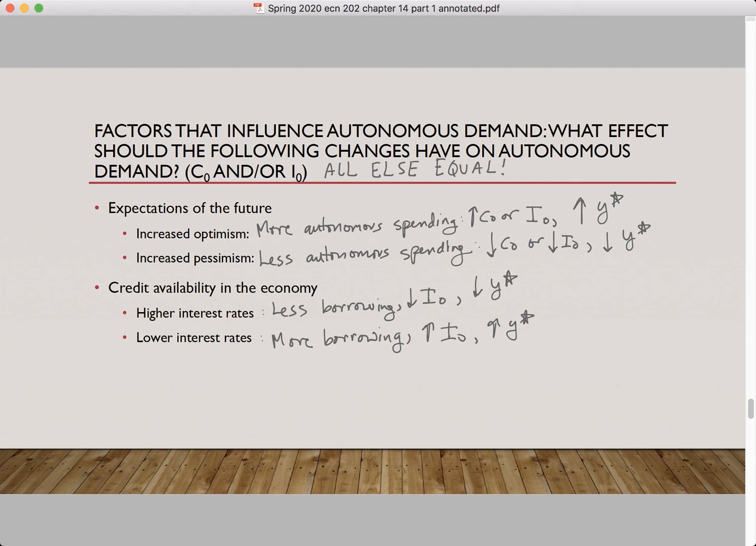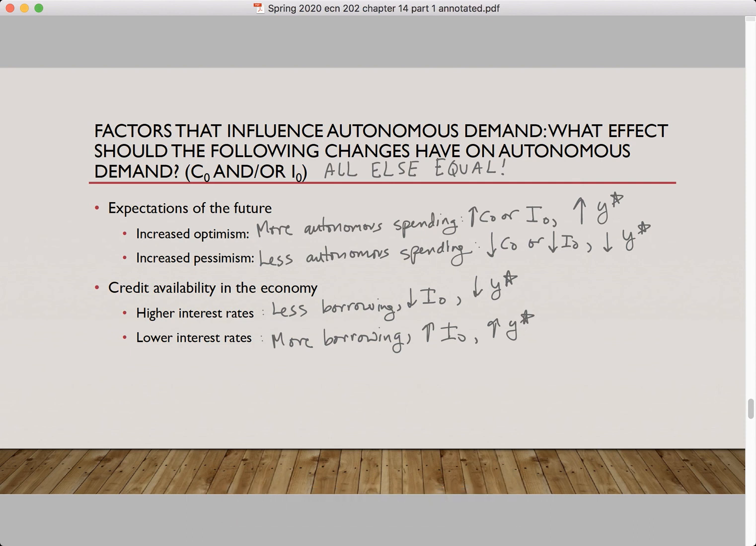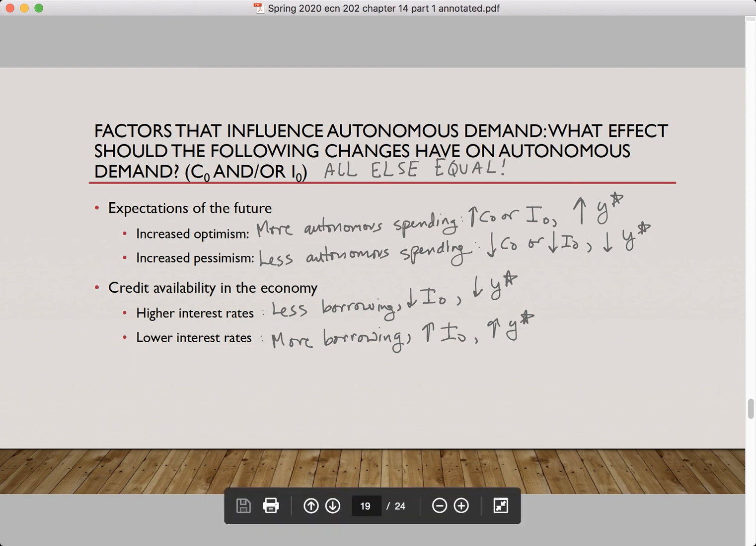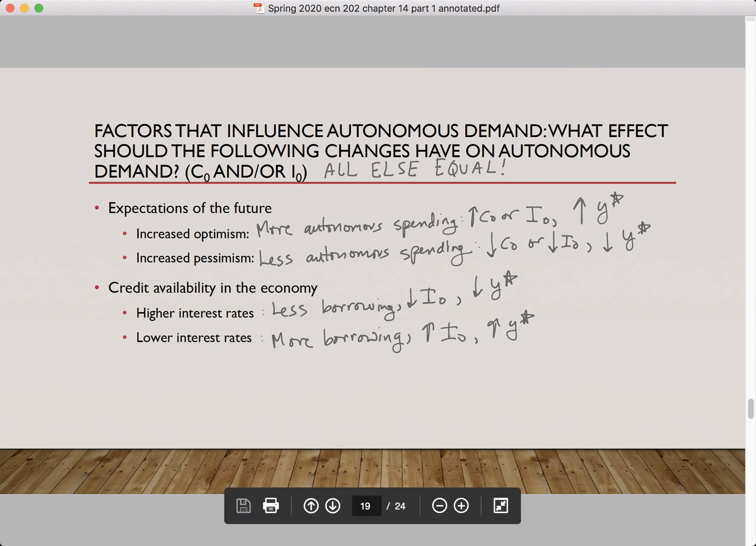So anything that encourages more autonomous spending, such as increased optimism or lower interest rates, is going to encourage growth in the economy. Increased optimism encourages households to spend more, may also encourage firms to spend more, and that, as a whole, is going to increase equilibrium GDP. Lower interest rates make it cheaper for firms to borrow, which we assume is going to be good for business. We assume that will increase investment expenditure and should lead to an increase in equilibrium GDP.